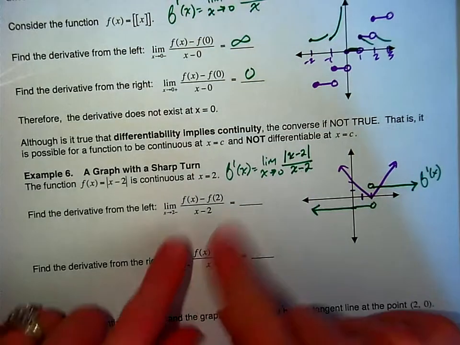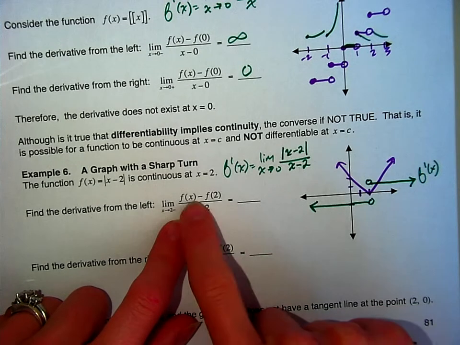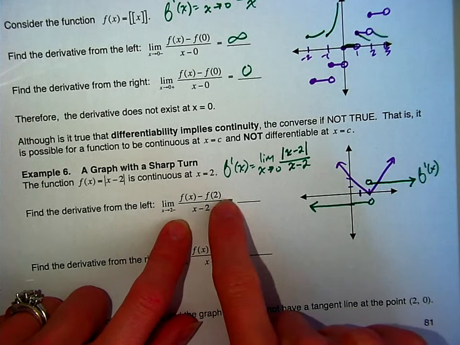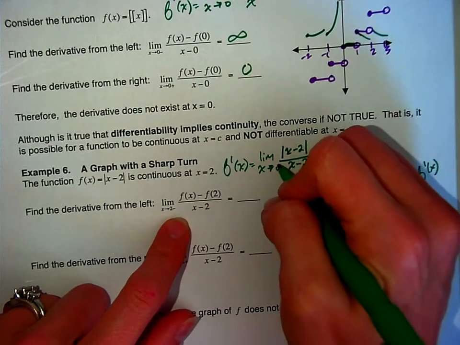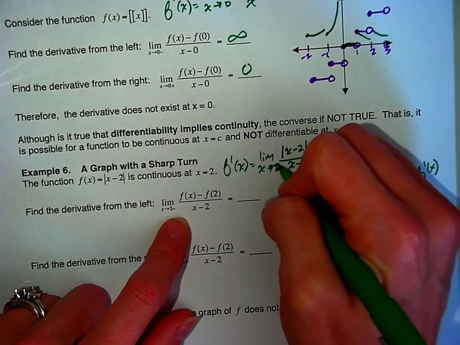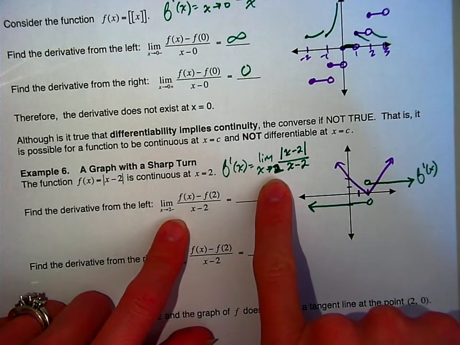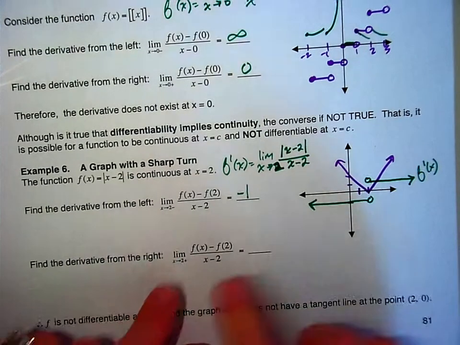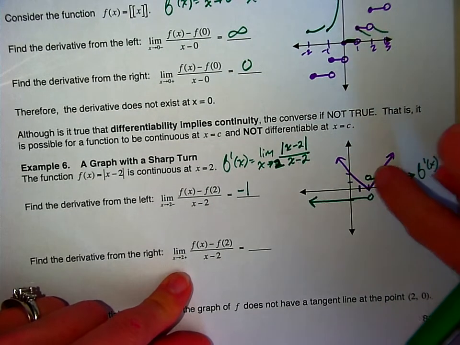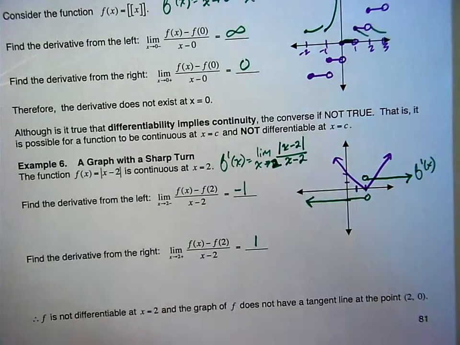Now once you have that, we're going to take a look. Okay, so this is our f of x minus f of 2 over x minus 2, because we're looking at the derivative. Oh, you know what? Yeah, this is where it's wrong. This should be as x approaches 2 here. So we're looking at our derivative as x approaches 2. Now when we're coming from the left, we see that it equals -1. When we're coming in from the right, we see that that limit is actually going to be 1.